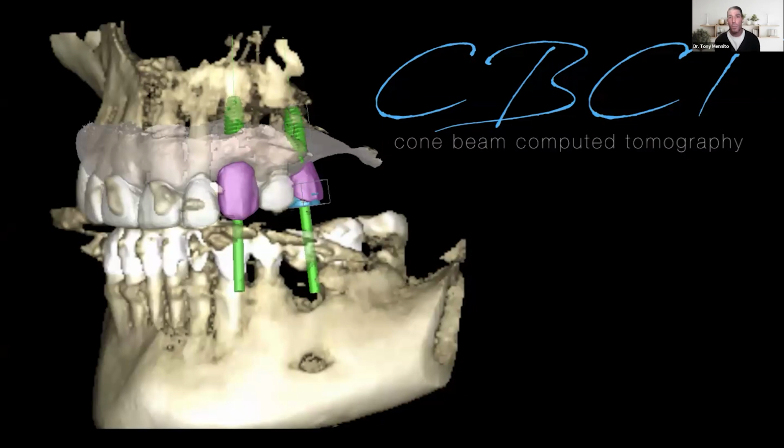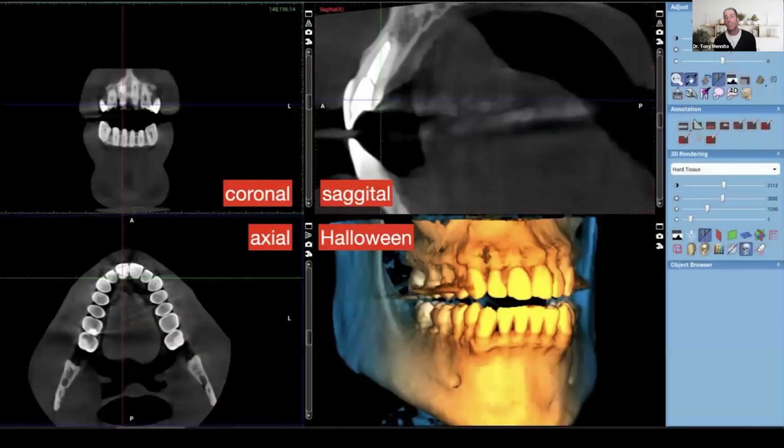The second thing that I'm going to talk about is CBCT, which is essentially a three-dimensional X-ray. The nice thing about this is it gives us a tremendous amount of data, whereas before with 2D radiology, there were always issues.